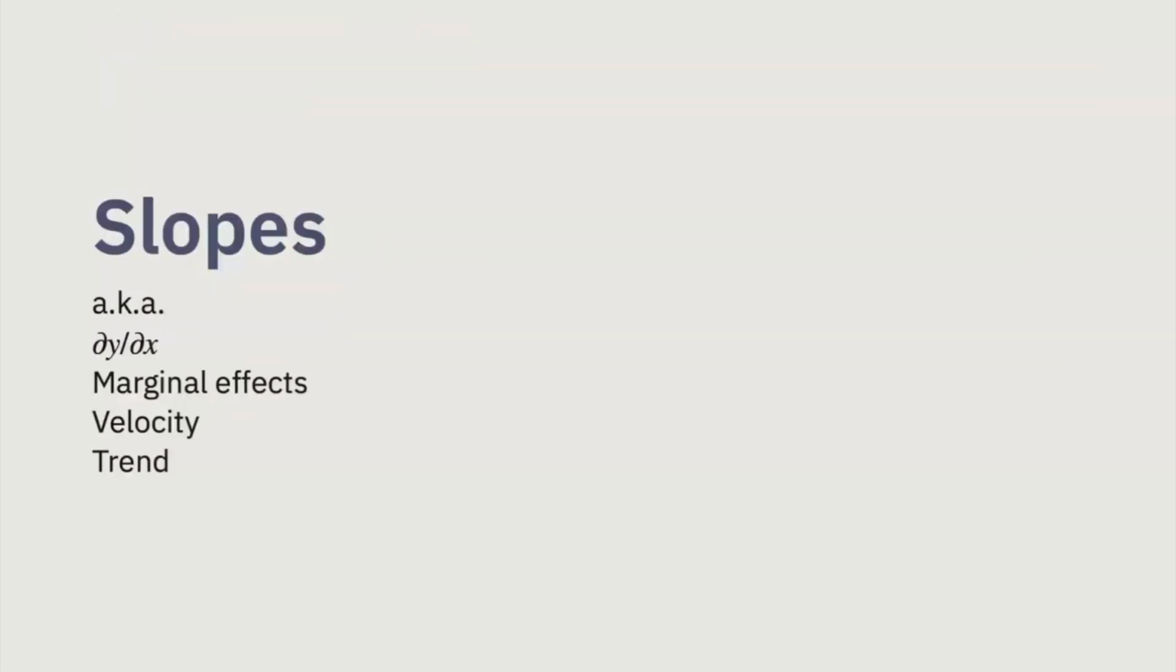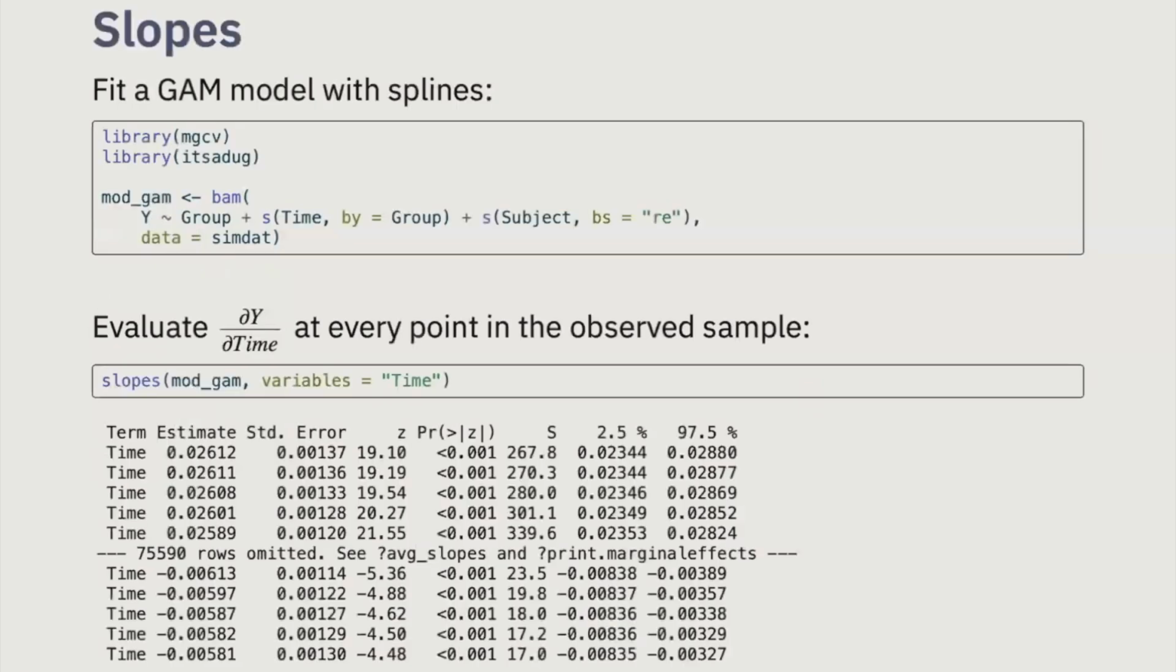Okay, very nice. All right, so just very quickly, we can do slopes with this. Slopes are partial derivatives, essentially, or marginal effects in some disciplines. So this is very quickly a GAM model with some splines. These things I've always found are pretty hard to interpret, but here this makes it much easier, I think. We can evaluate the partial derivative of y, that's our dependent variable, with respect to time, and evaluate that partial derivative at every point in the observed sample. So that's just this one command that does all of that.